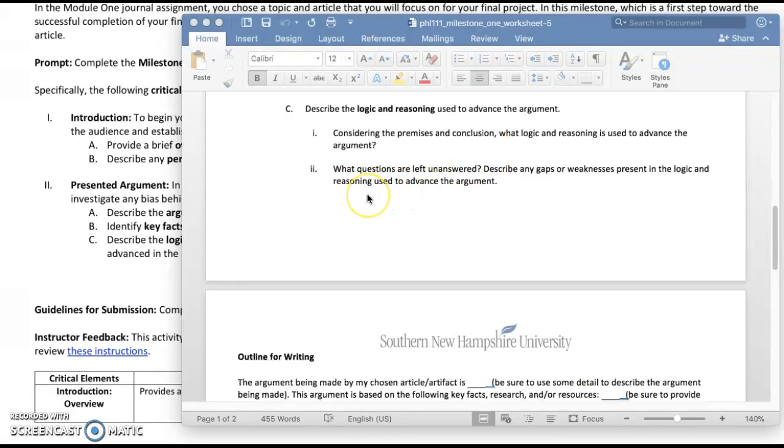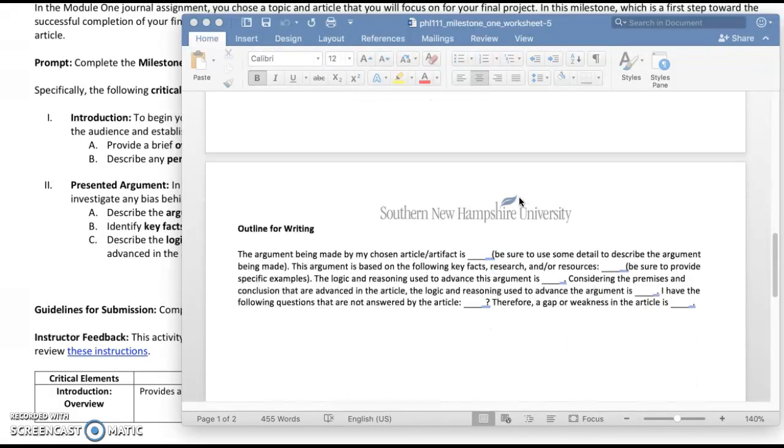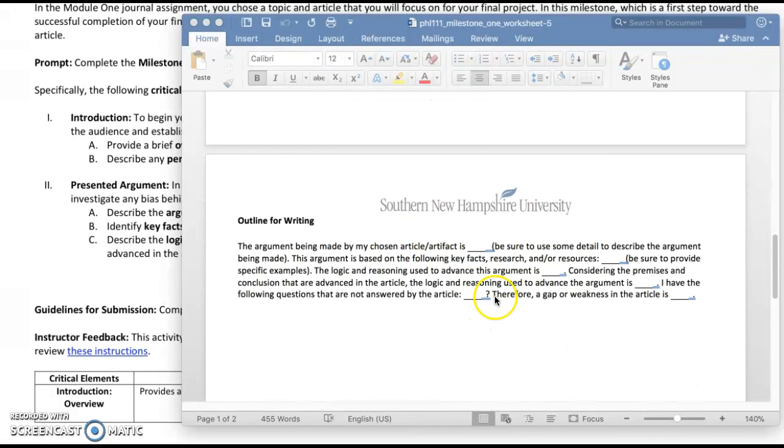And I'm going to go ahead and let you know, most of the arguments have some weaknesses in them. So what questions are left unanswered? Describe any gaps or weaknesses present in the logic and reasoning used to advance the argument. So here's some hints. Look at the premises and ask yourself, is there a premise that they could have added that would strengthen this argument? Is there resources they could have used that would have strengthened the argument? Look for problems within their argument. And then again, start filling them in down here.